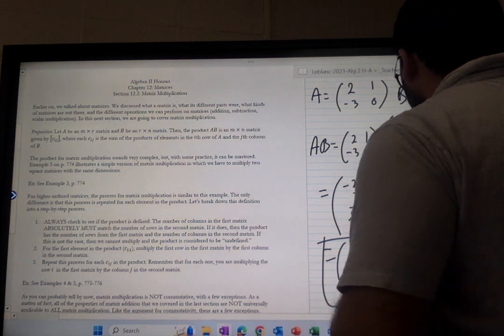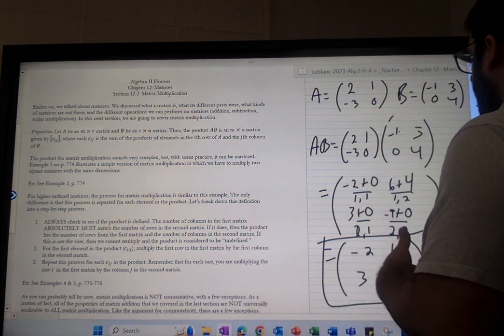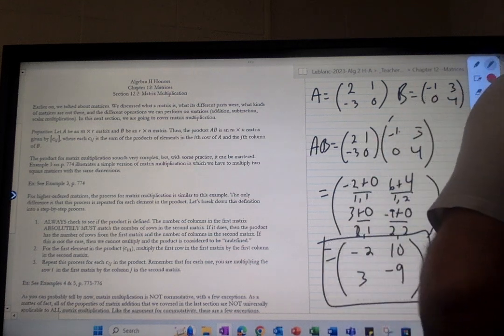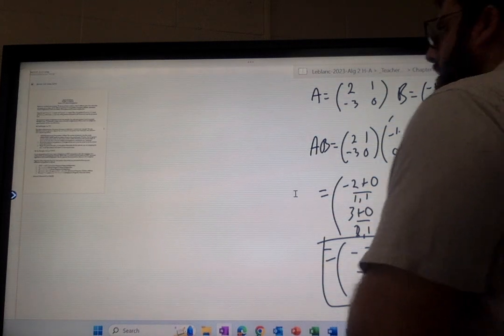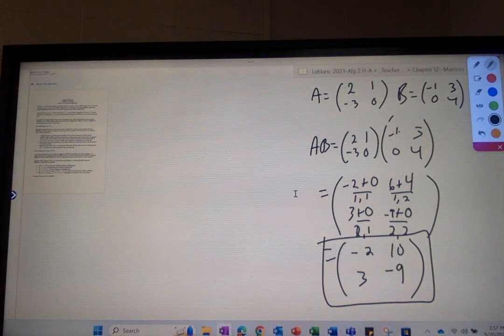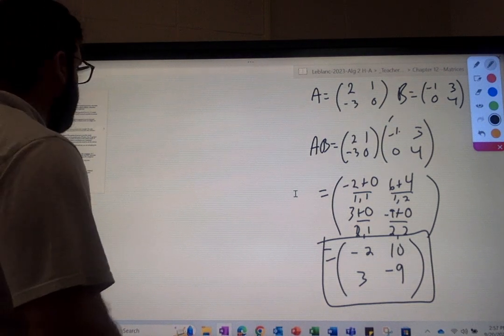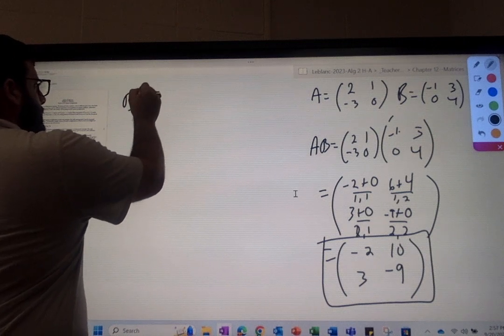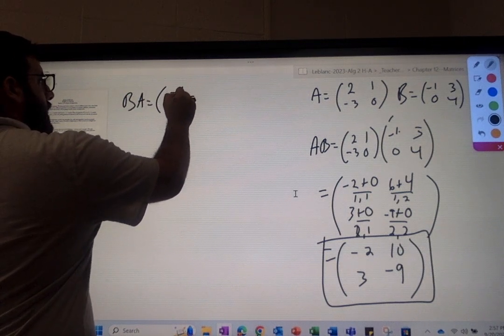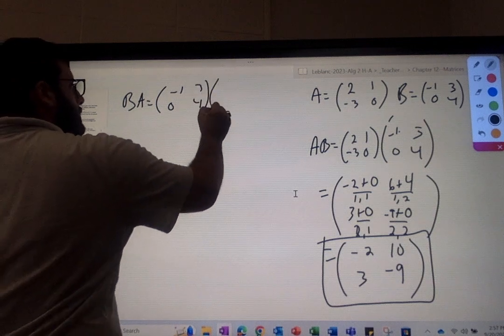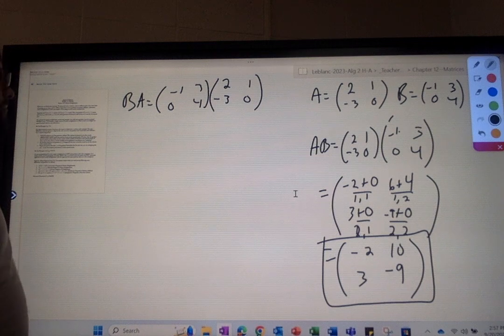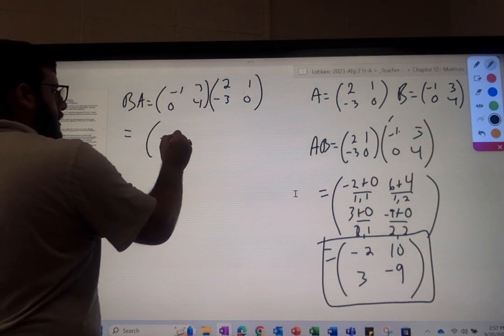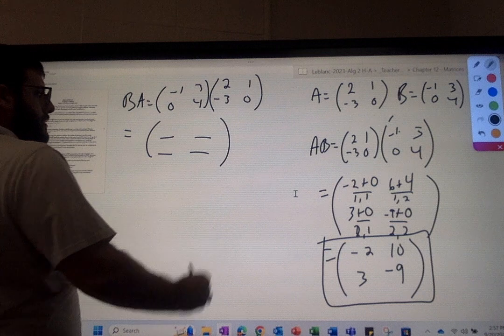Let's try flipping this around and see what happens if I try to do B times A. I want to see if matrix multiplication is commutative. So let's find out. Let's do B times A. So that's negative 1, 0, 3, 4 times 2, 1, negative 3, 0.